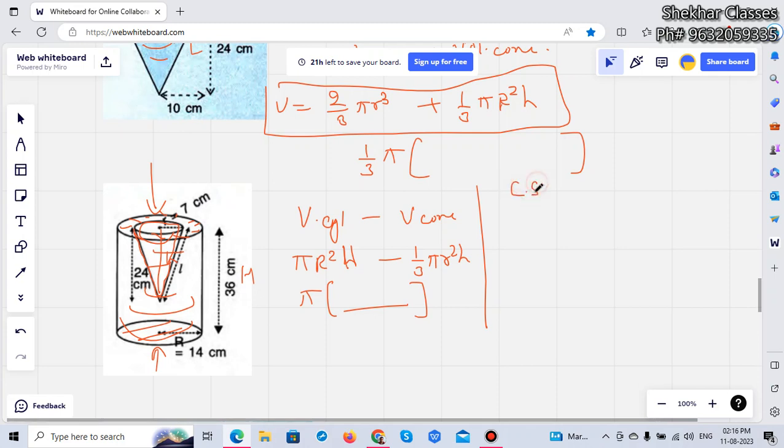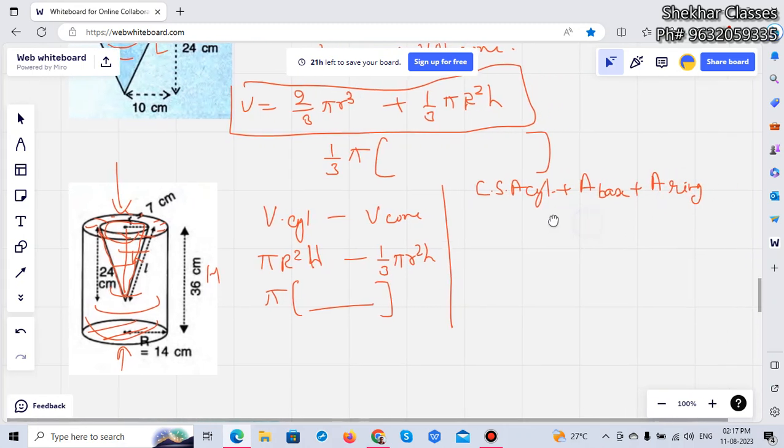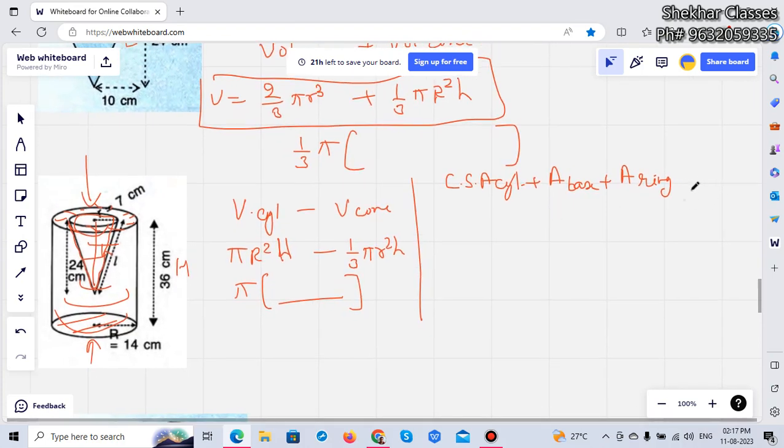It will be curved surface area of cylinder plus area of cross section base, you can say area of base, plus area of cross section top, right? Area of ring we can call it, fine, area of ring. And then one more thing that we have to find, that is area of what? Curved surface area of a cone in it, right? Curved surface area of cone.